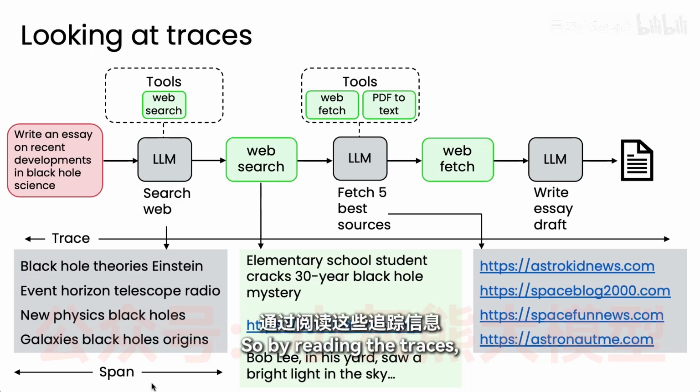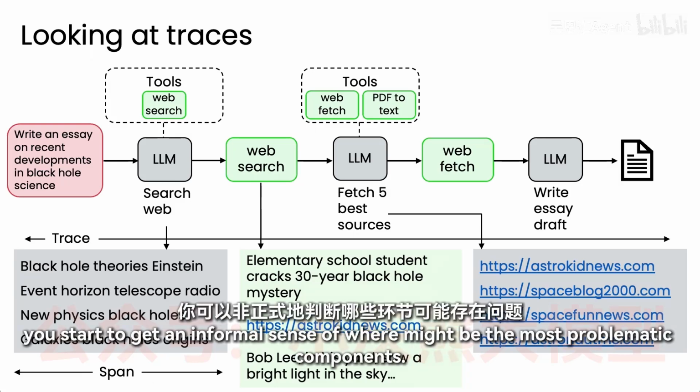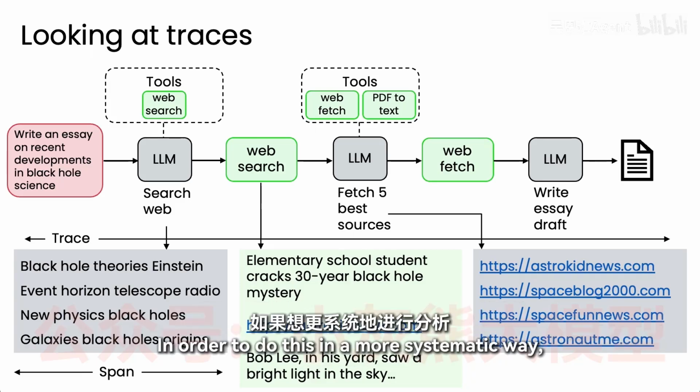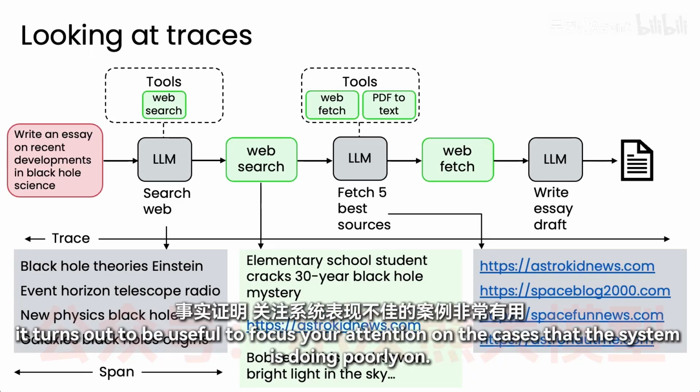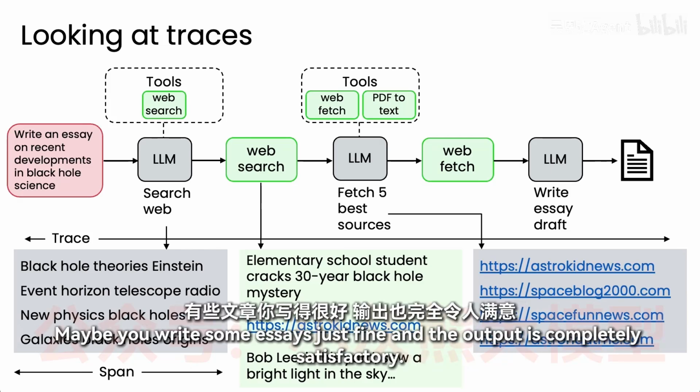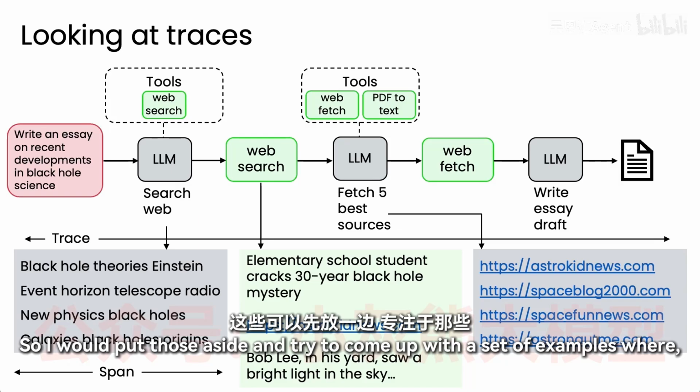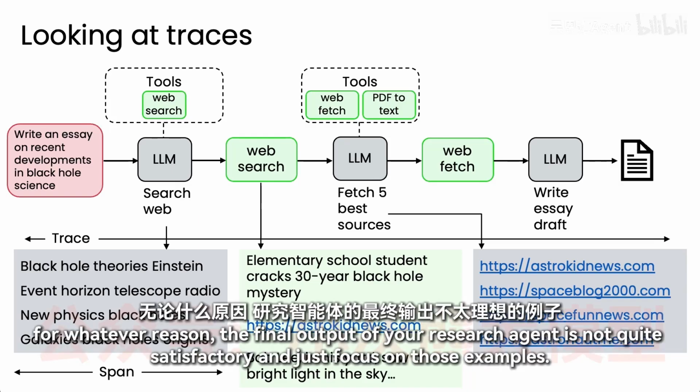So by reading the traces, you start to get an informal sense of where might be the most problematic components. In order to do this in a more systematic way, it turns out to be useful to focus your attention on the cases that the system is doing poorly on. Maybe I write some essays just fine and the output is completely satisfactory. So I would put those aside and try to come up with a set of examples where, for whatever reason, the final output of your research agent is not quite satisfactory, and just focus on those examples.